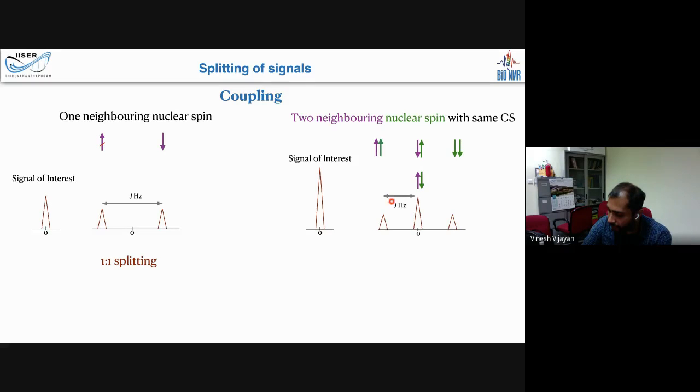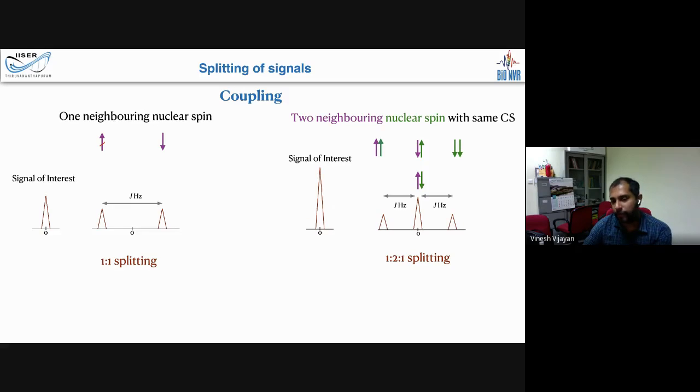And the Hertz value is, this is the Hertz value. Not from here to here, that will be 2J Hertz, but from the outer to the middle, that will be J Hertz. And it will be 1:2:1 splitting. If you add up all the total intensity, it should match this intensity.